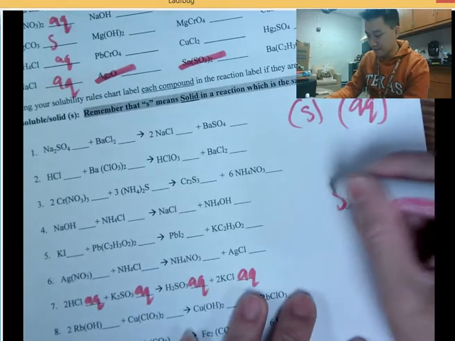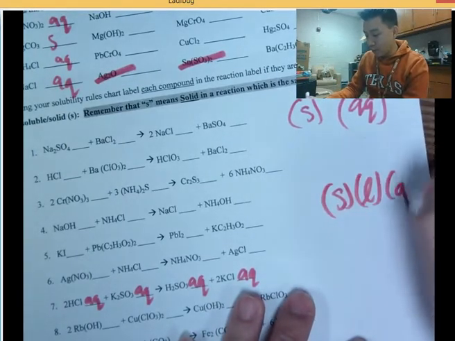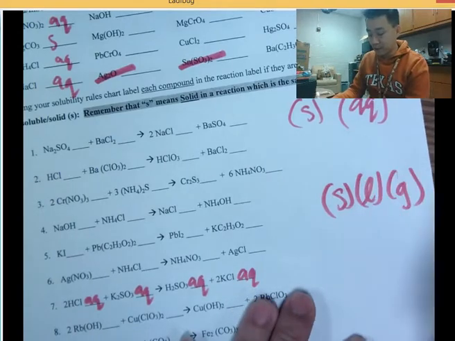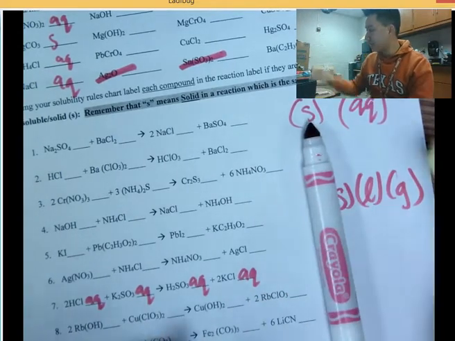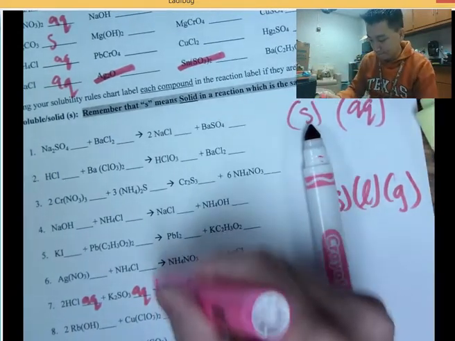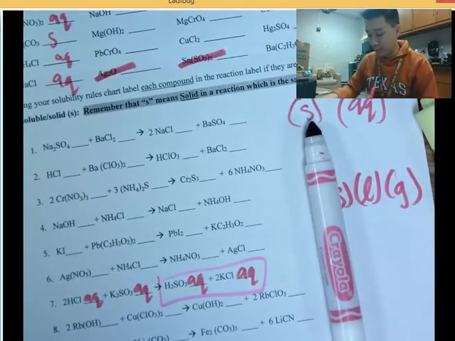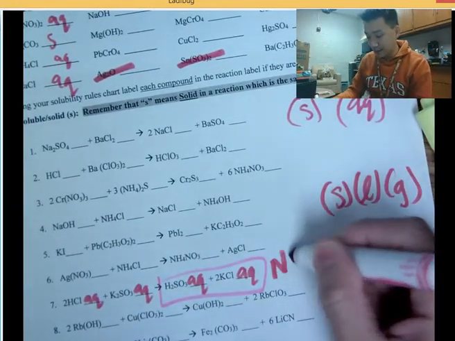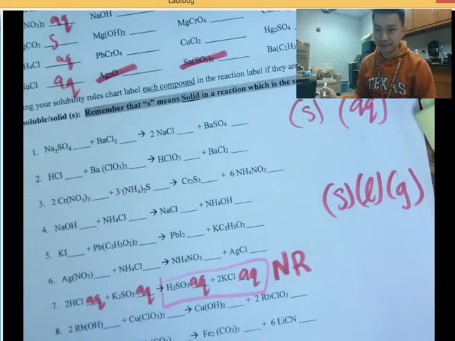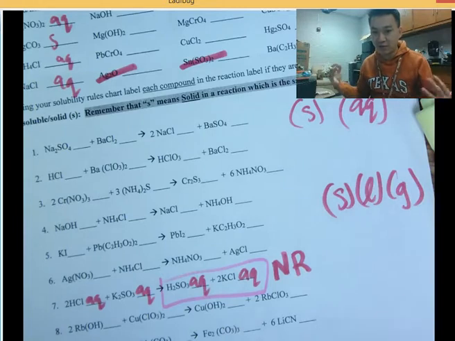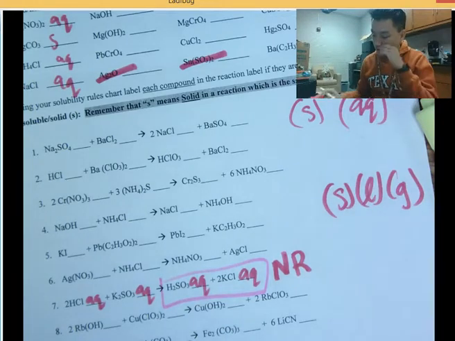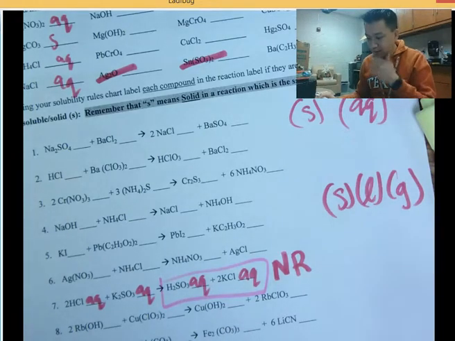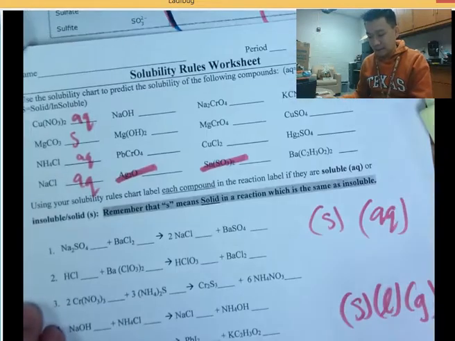And for a reaction to occur, we have to have a solid, liquid, or a gas in the product. So do we have any of those in the product over here? No. So then this one, no reaction. Nothing happens really. Okay? They're dissolved in water. They're just hanging around. They don't form any new compounds. All right, and so let's go back to like number 1.